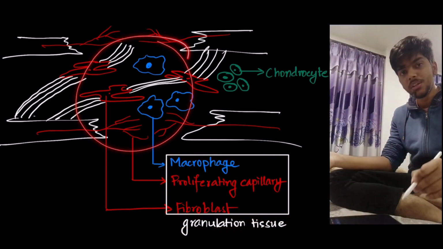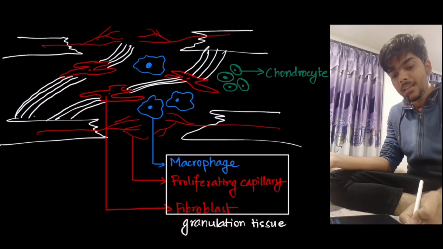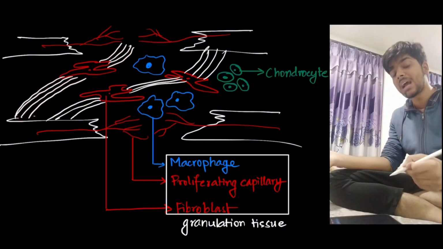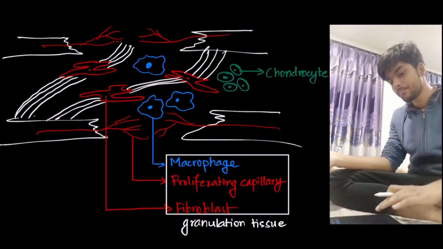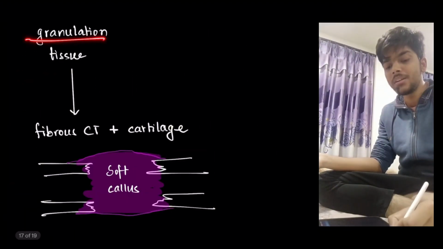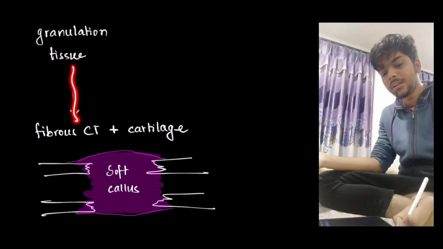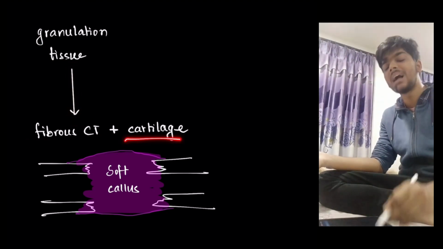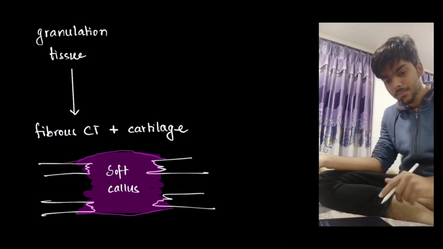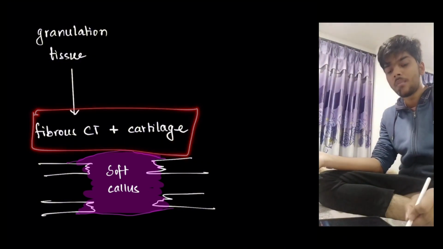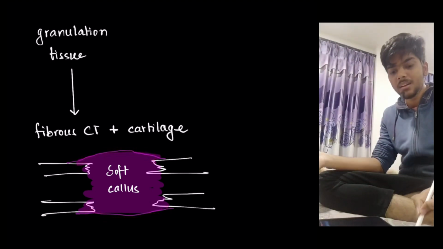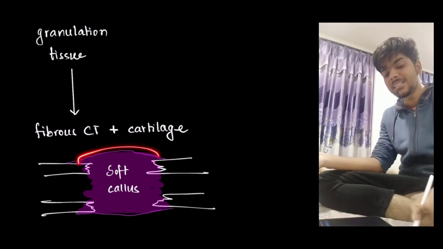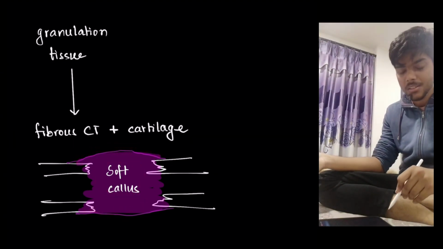This granulation tissue gets replaced by the collagen fiber being secreted by your fibroblast as well as the cartilage formed by chondroblast. So we had granulation tissue. This granulation tissue gets replaced by fibrous connective tissue secreted by fibroblast and cartilage secreted by chondroblast. These two together form a sticky site at the site of fracture, which properly holds the ends of fractured parts together. And this sticky site is what we call soft callus.